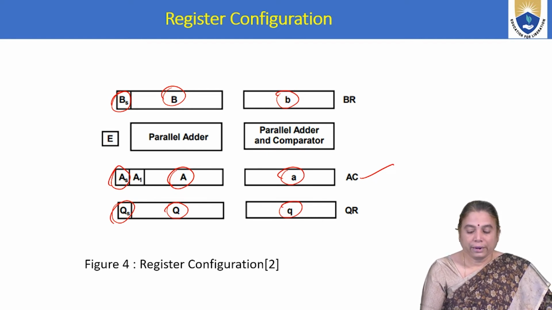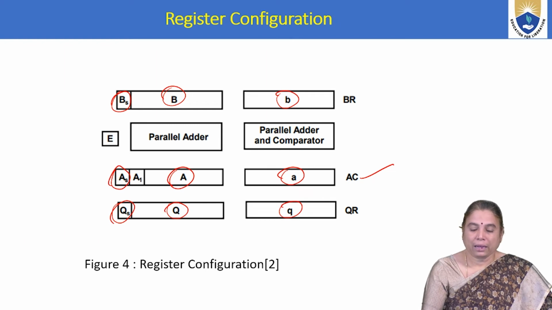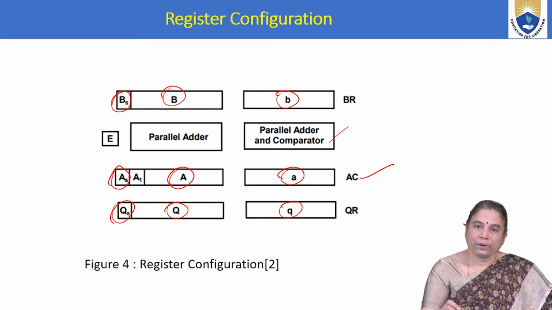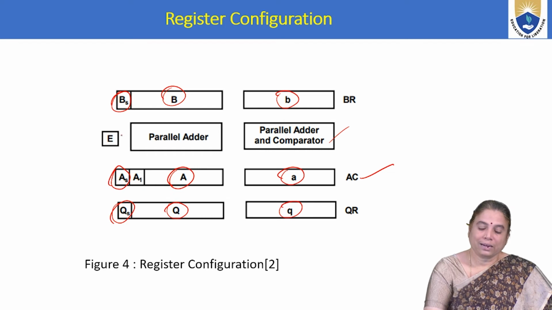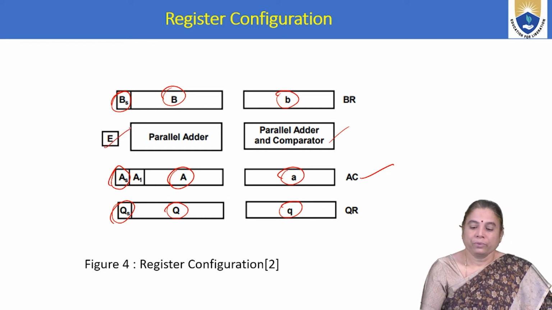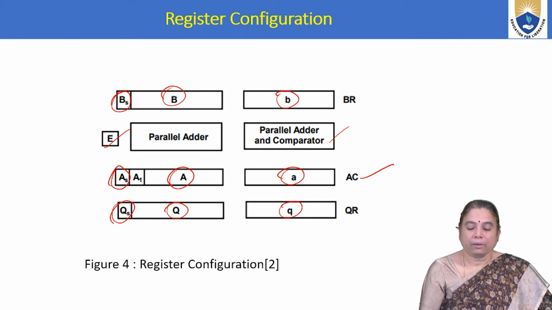Here the addition can be performed with a parallel adder and a comparator in order to check the signs and zero values. If any extra bit is generated during addition, it can be stored in the E flip-flop. So this is the register configuration for addition and subtraction.